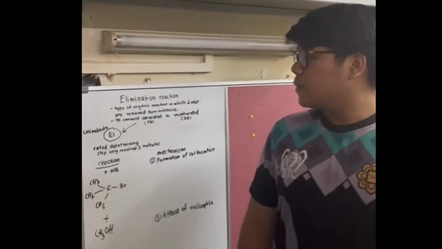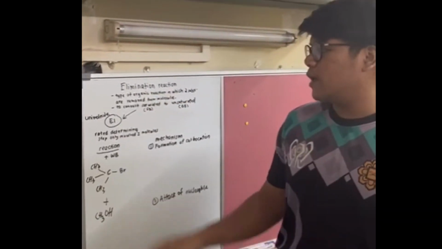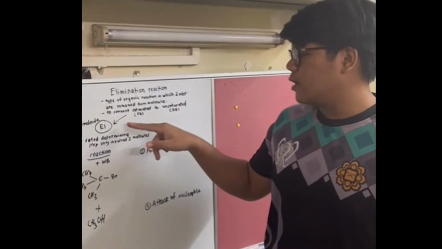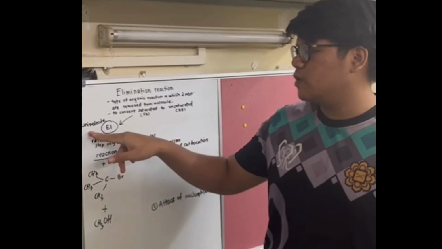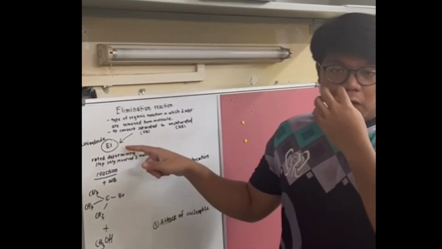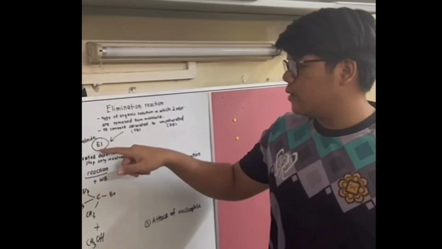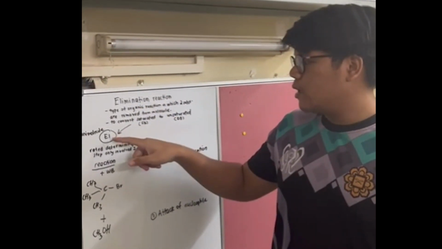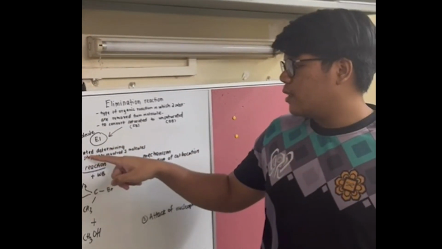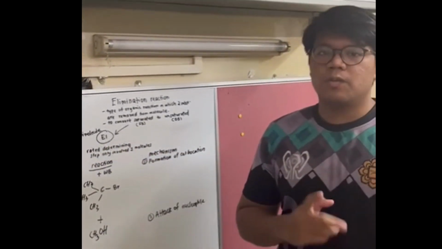Okay. Then in elimination reactions we have E1 and E2. But I will explain the E1, which is the unimolecular elimination reaction. Why is it called E1? Because E stands for elimination, and 1 is because in this elimination reaction, the rate determining step only involves one molecule.